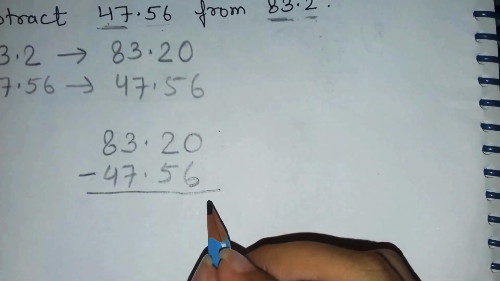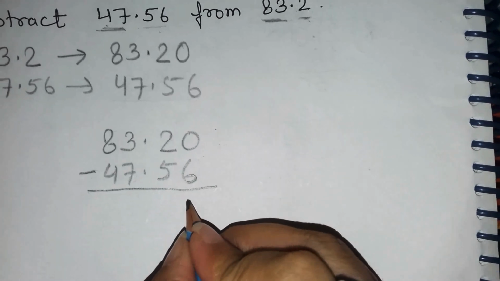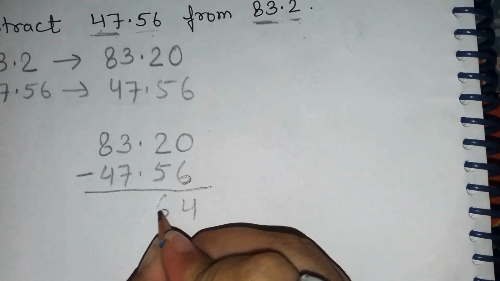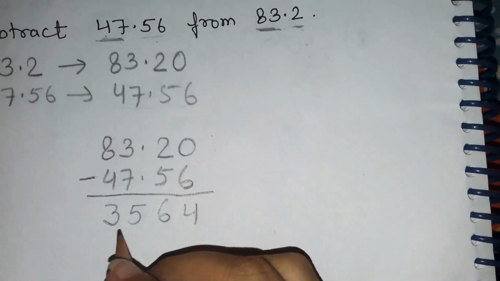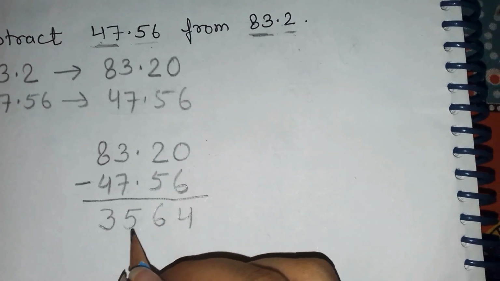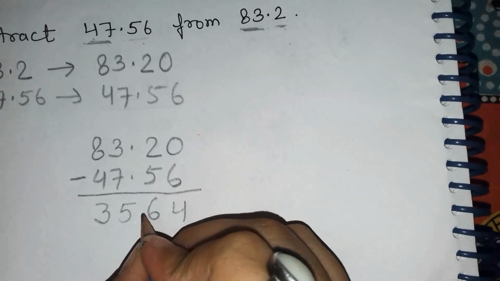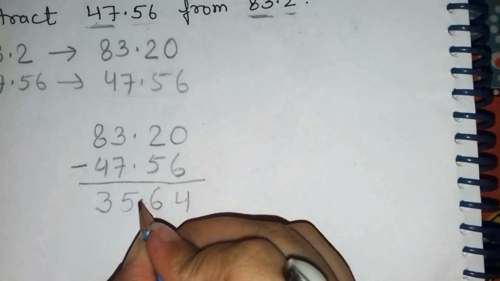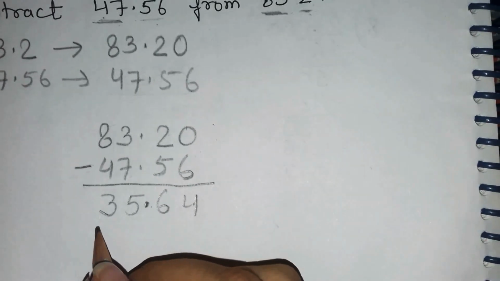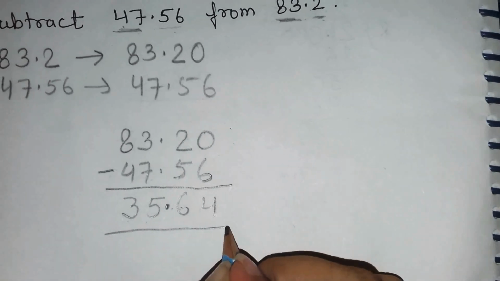When we subtract from the right, the answer is 4, 6, 3. Now put the decimal point here under the decimal points of all the decimals. So we put the point here. So the answer is 35.64.